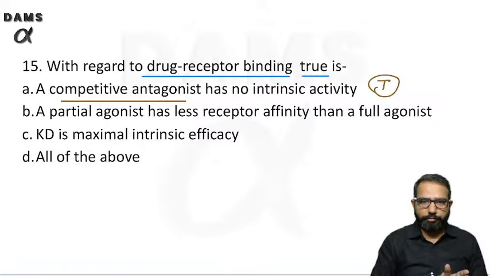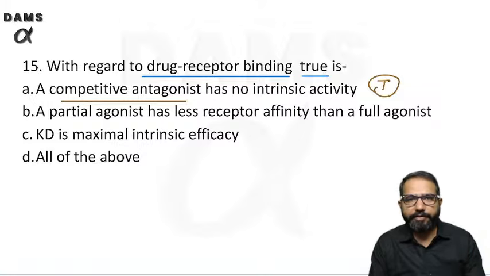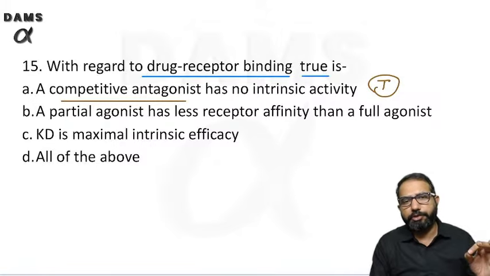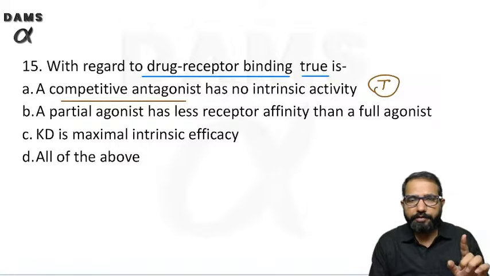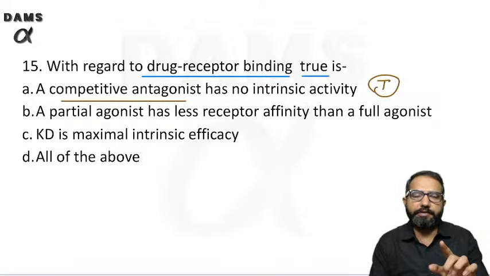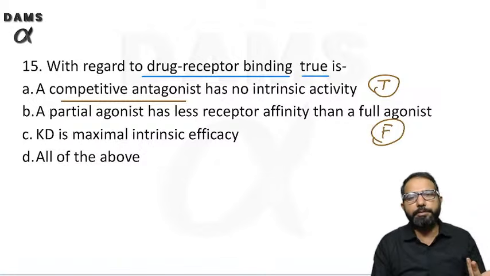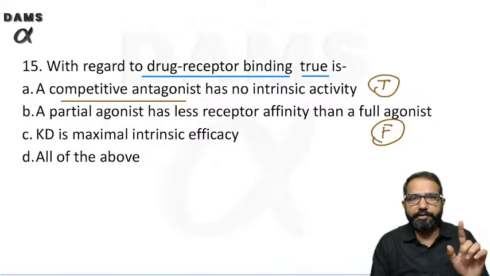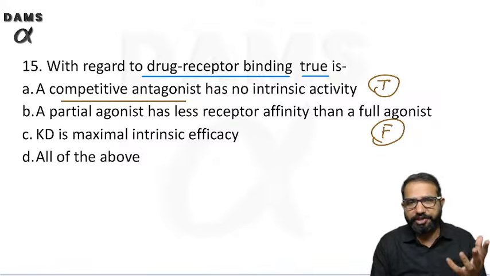Okay. Now, second, a partial agonist has less receptor affinity than a full agonist. Is this true? Partial agonists do not have less affinity. Partial agonists have less intrinsic activity. The intrinsic activity will be less, not the affinity. Affinity will be the same. Affinity decides the potency, and intrinsic activity is for action. So that is not the same. Partial agonist means partial, less than +1.